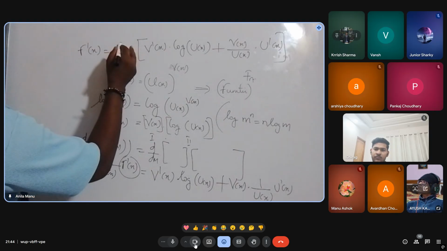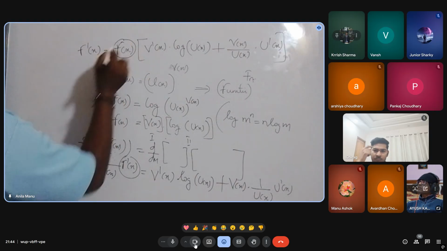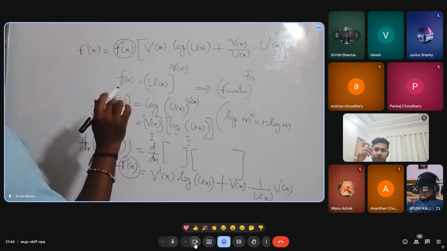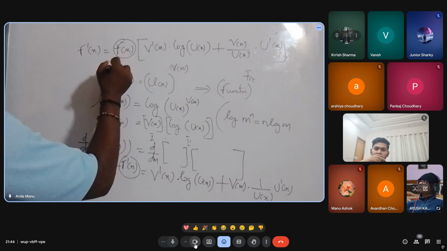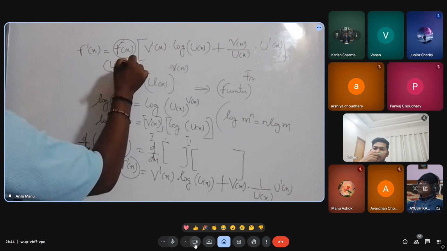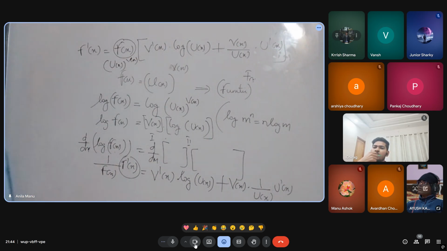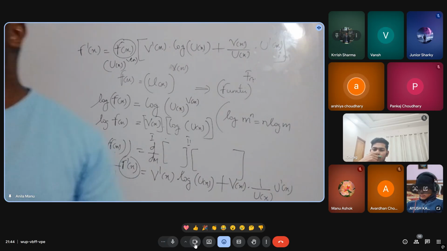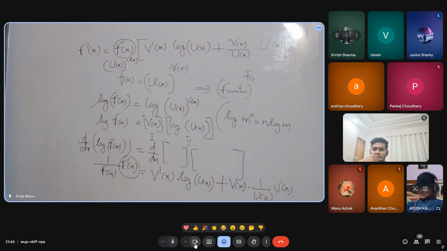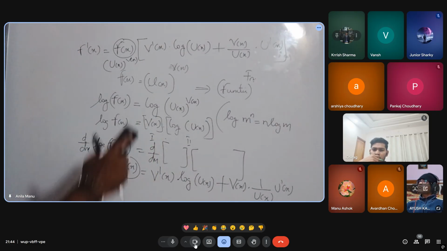Okay. Now in the last step, what you can do? Just a resubstitution we can give. What is this f of x? This f of x is u of x raised to v of x. That is the final answer. Instead of this f of x, you will get u of x raised to v of x. Do you understand the theory part, all of you? Yes, sir. So this is the way we are going to solve all the questions. Just note it there.